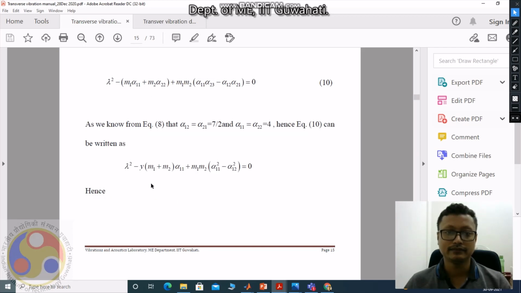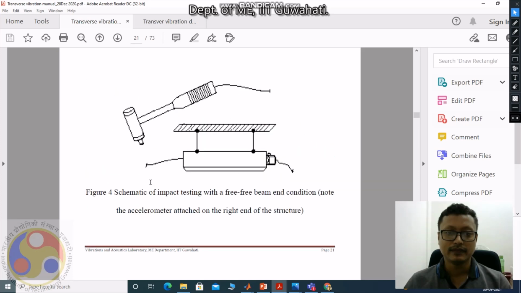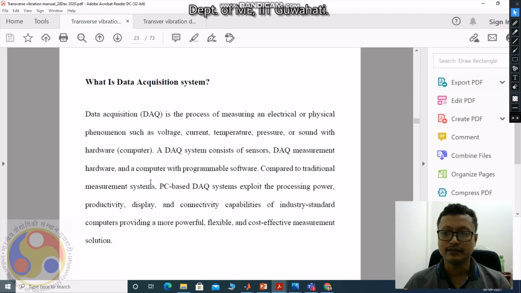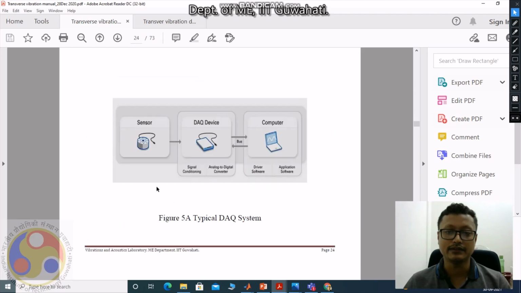Okay, then I will move to the experimental part. Here I want to tell you that for acquiring those data, we are taking one data acquisition system, which is the NI data acquisition system.